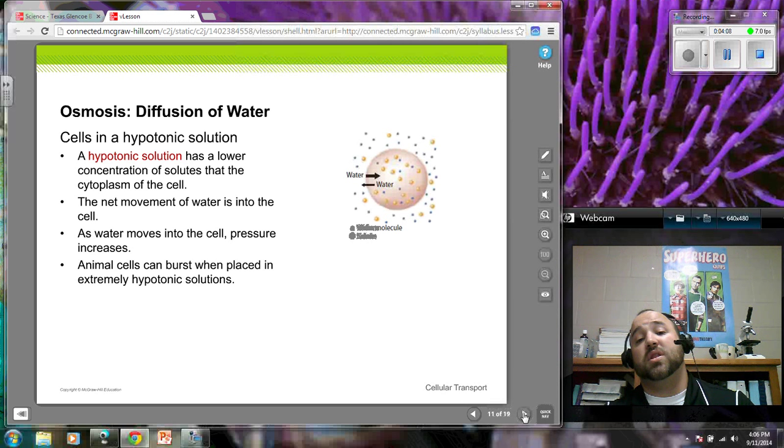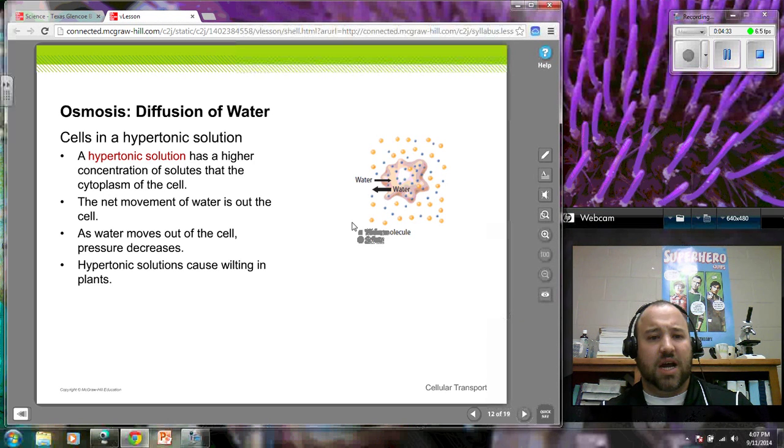In that movement, the water pressure inside the cell is going to build because it's like a balloon. You keep blowing it up until it's full and it's going to pop. Animal cells do that in a hypotonic solution. They blow up. Plants love it. They call it turgor pressure. Turgor pressure is when a plant is in a hypotonic solution, causing the leaves to be nice and full and out there.